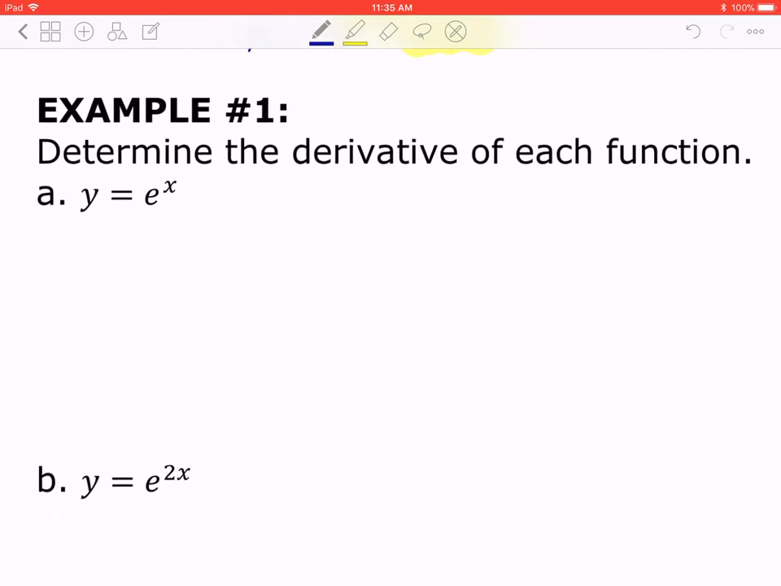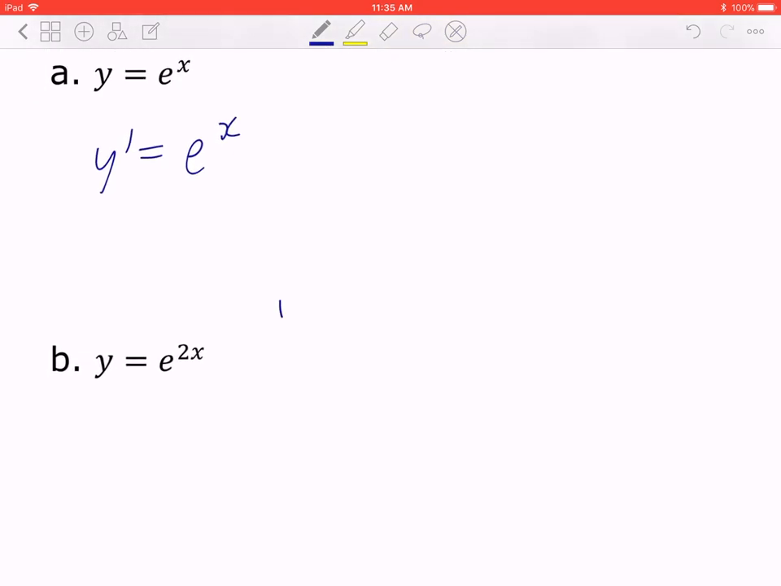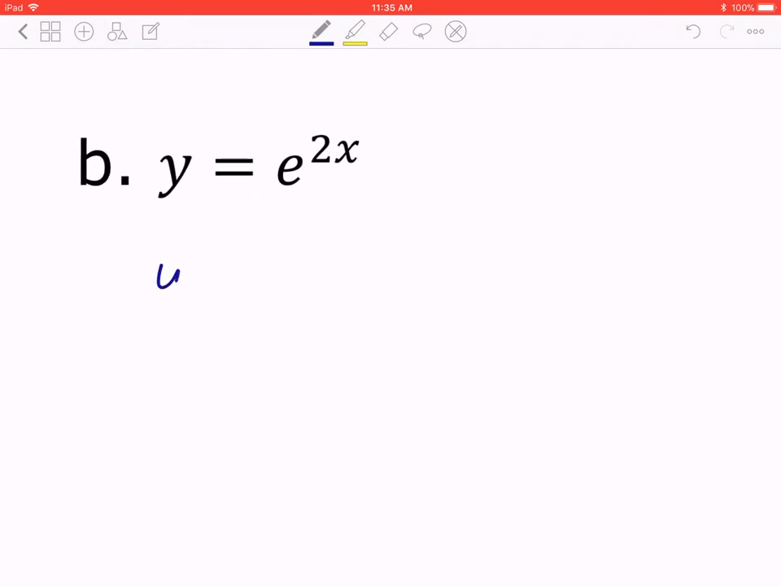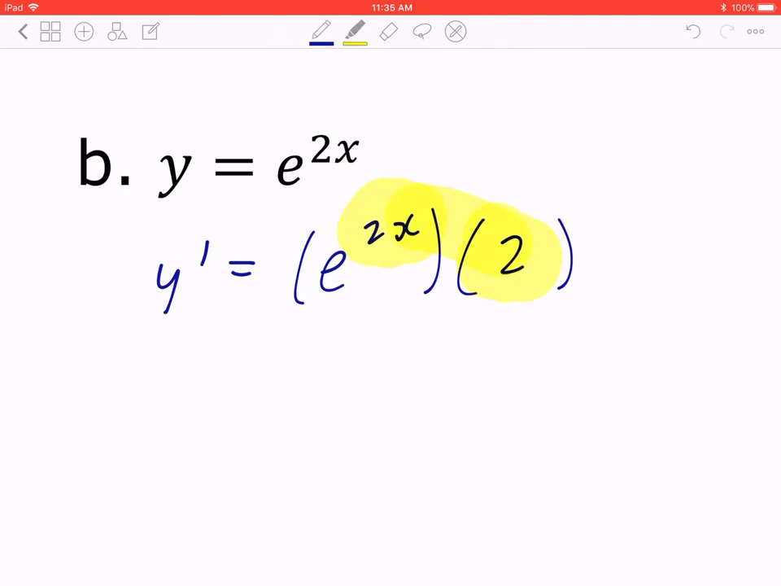Example number 1, determine the derivative of each function. So again, if y equals e to the x, y prime equals e to the power of x. Part B, y equals e to the power of 2x. In this case, if you apply the chain rule, first you copy e to the power of 2x. Step 2, you multiply by 2, because it's the derivative of the exponent, which is 2x. If you write this with the coefficient at the front, y prime equals 2 times e to the power of 2x.